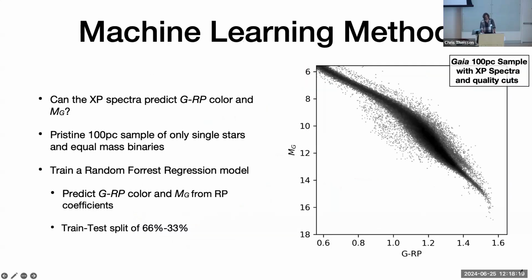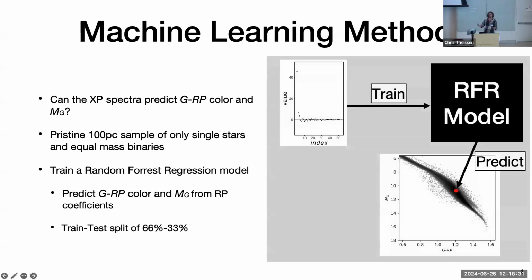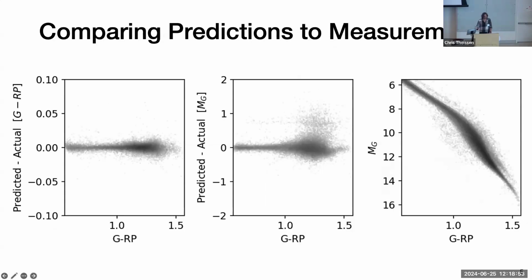So how do we do this? We start out just by asking a simple question. Can we predict the location of a star on the HR diagram just from its spectra? So we start with the spectral coefficients. If you're familiar with the XP spectra, you know that these things are a decomposition of the spectra rather than flux sampled at specific wavelengths. So we train a random forest regression on the red side of the spectra to predict absolute magnitude and color. And after splitting things up in a training and testing split, we can look at the results.